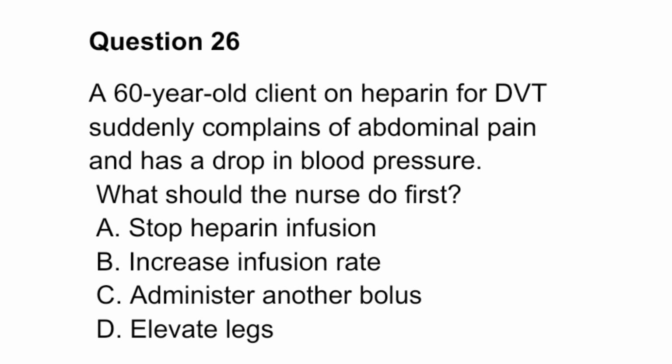Welcome back. Question 26. A 60-year-old client on heparin for DVT suddenly complains of abdominal pain and has a drop in blood pressure. What should the nurse do first? A. Stop heparin infusion. B. Increase infusion rate. C. Administer another bolus. D. Elevate legs.